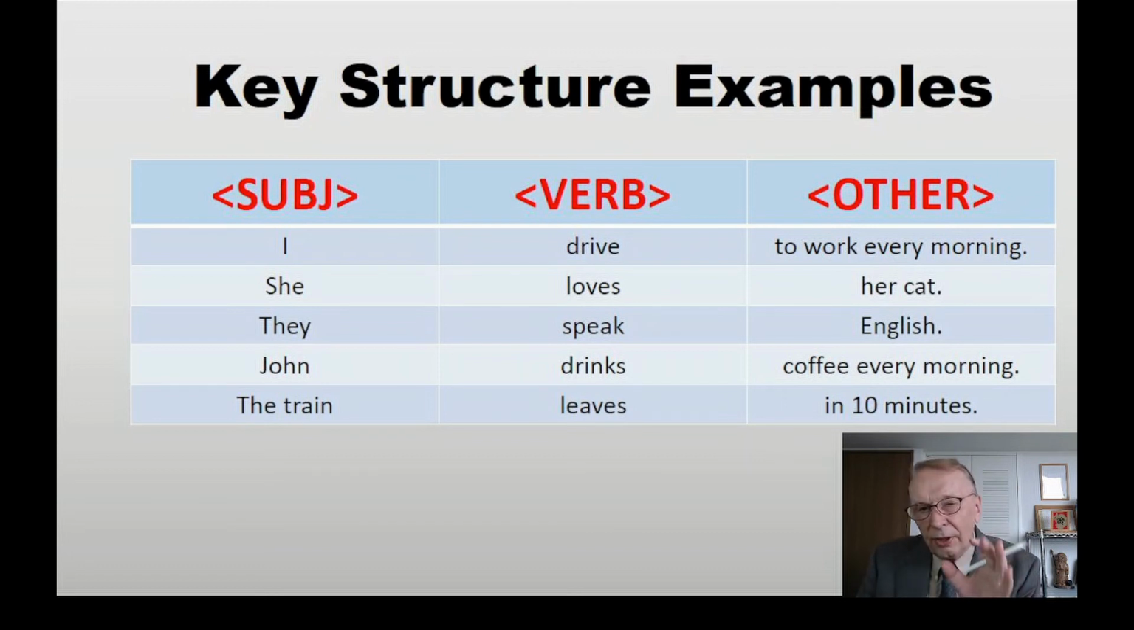Try to think in the terms of subject, verb, other, whenever you're trying to make an English sentence. If you do, your English will sound much better. All right. That's all for now. We'll be giving you this advice in small pieces so you can build your knowledge step by step. But for now, subject, verb, other is the key.